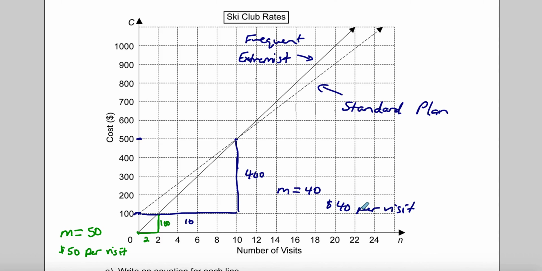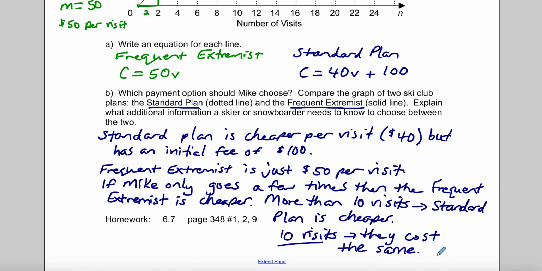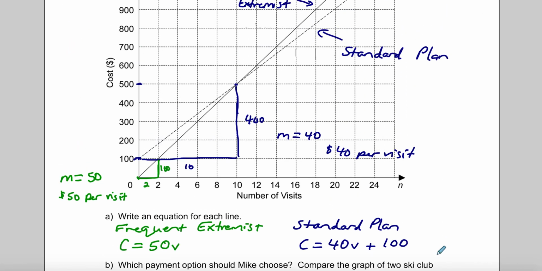So it looks like Mike is going to have to pay every time he goes, no matter what. It's just which plan makes more sense for him. If he knows he usually only goes skiing about 5 or 6 times, then he should definitely choose the frequent extremist. But if he ends up going quite often, he might not want to pay the $100 up front. But then in the long run, he is going to actually end up paying less for the standard plan. So the interesting idea is that when the two lines cross, right here, they're crossing at 10 visits. When they cross, both of those plans cost $500 if you go 10 times.